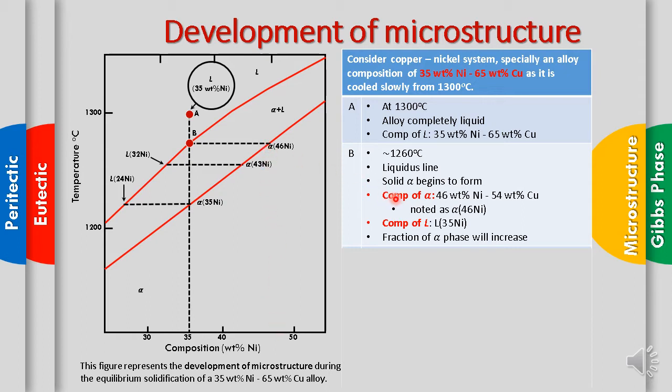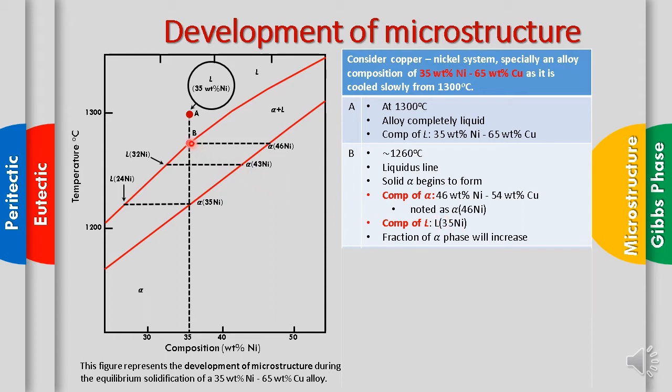So the composition of alpha, we will get 46% weight percent of nickel, and the rest is 54% weight percent of copper. So note, basically we will state in terms of alpha 46 nickel. Okay, so we will understand that this composition is basically telling the composition of nickel and copper. And then at this point we have the 35% nickel in liquid.